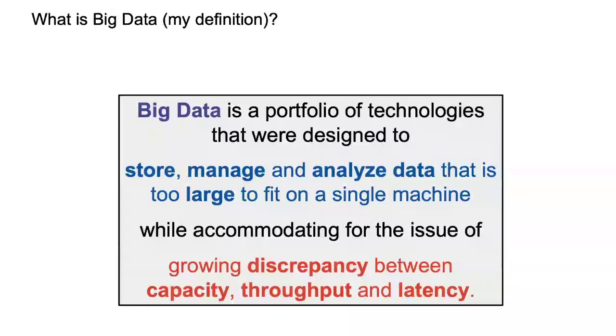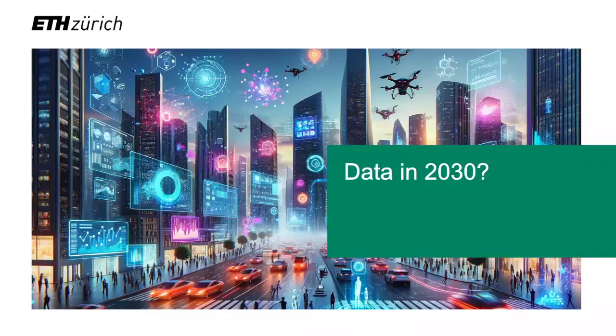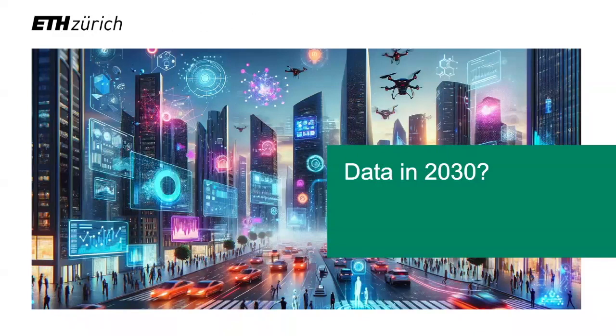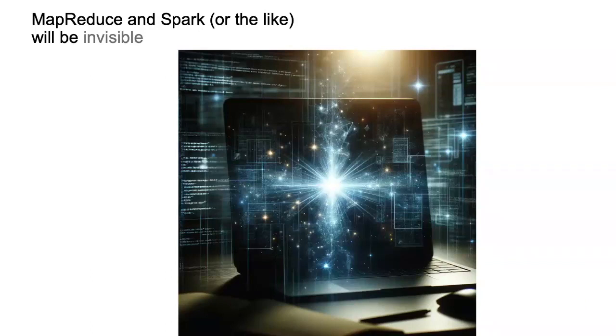Right, so that's a reminder of my definition. Big data is that we are solving the problem that there's the discrepancy between capacity, throughput, and latency. And because of that problem, we needed to invent completely new technologies like data lakes, HDFS, MapReduce, Spark, and so on and so on. So what's in for the future? I have a few thoughts. Some of them actually were realized or are making progress in the meantime.